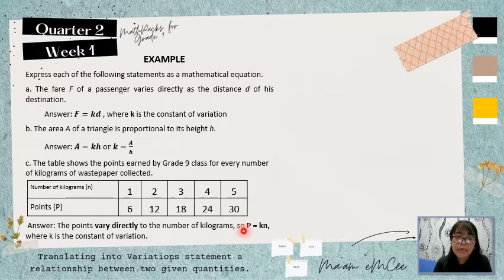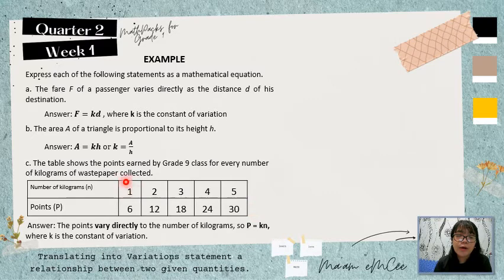So we say P is equal to Kn, where K is the constant of variation. So there is that particular number which multiplied to our n gives the value of our p. So in this particular values, we have 6. Our K here is equal to 6.